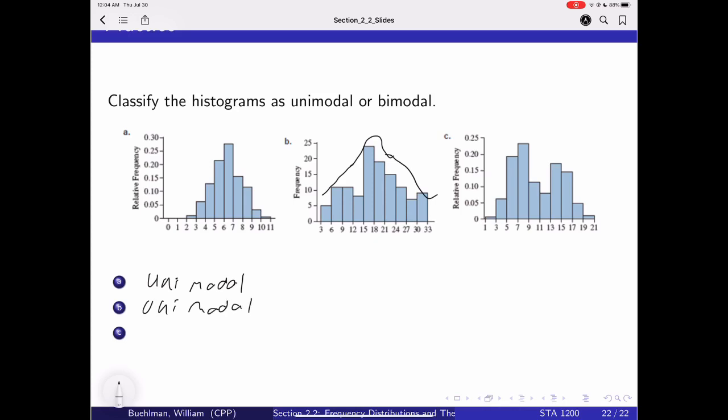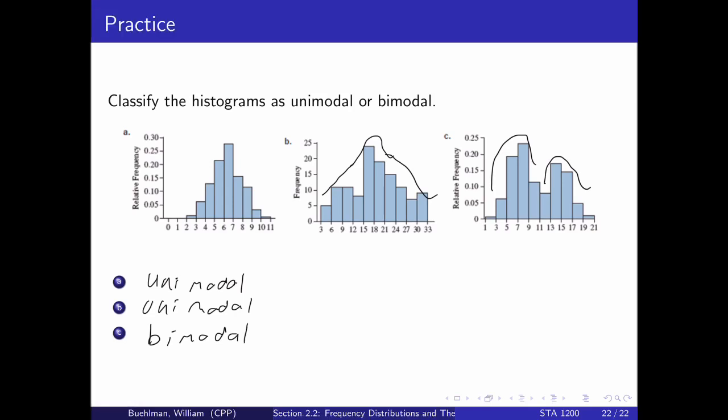Now if we look at this last one, we can clearly see there's a hump in the data here and a hump in the data here. So there's two clear spots where it sticks out. So this is a bimodal histogram. Alright, so now you should be able to construct a frequency distribution for a qualitative data set. You now know how to construct histograms, and finally you can determine the shape of a distribution from its histogram.